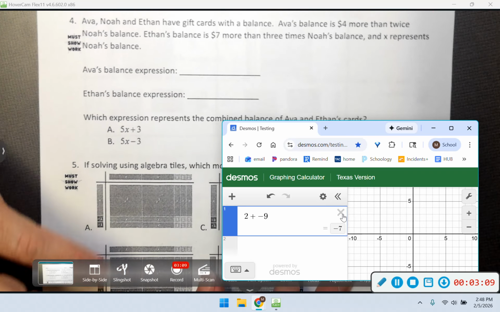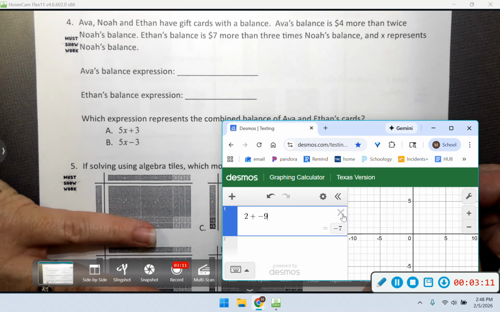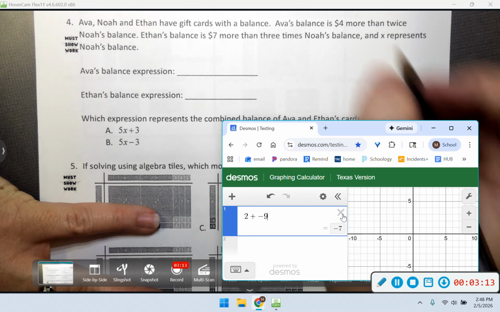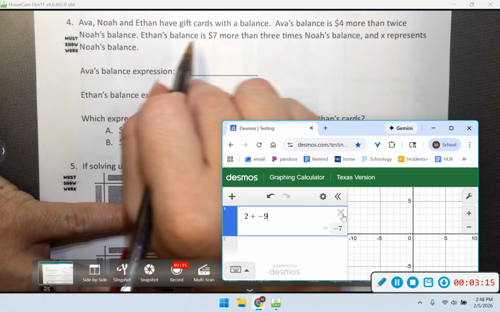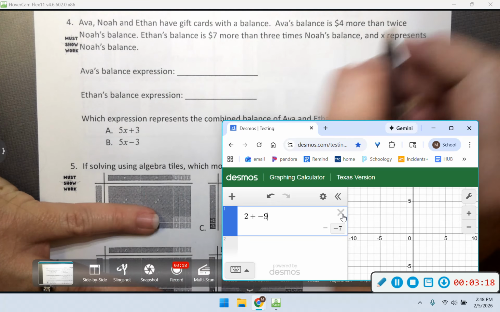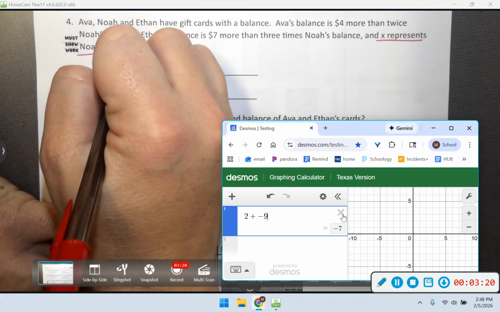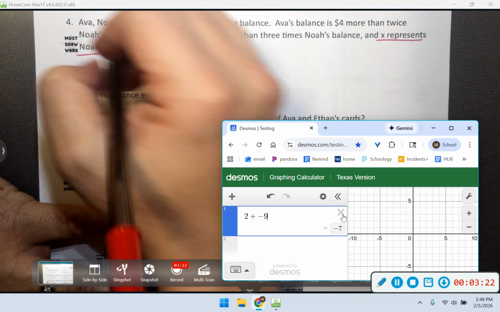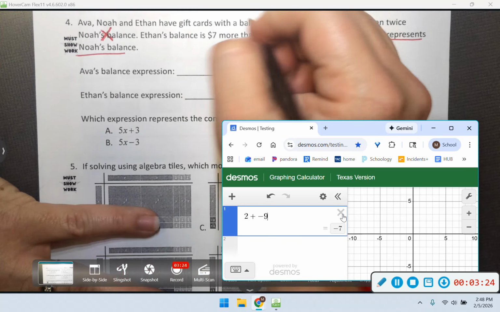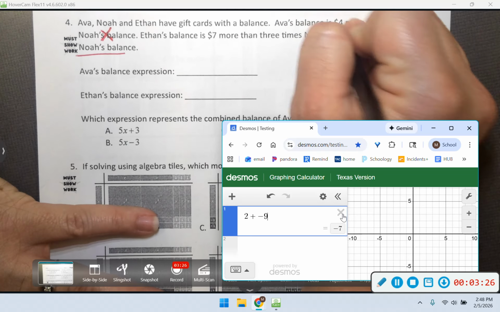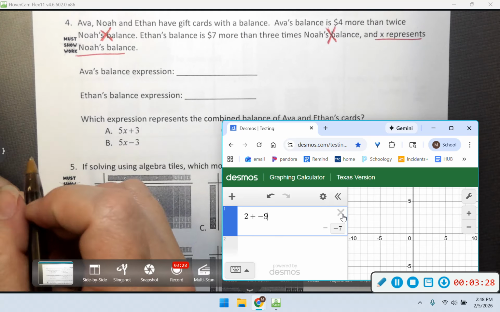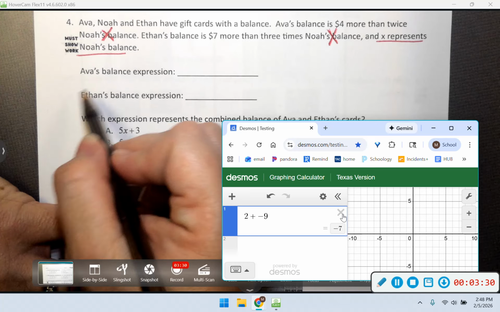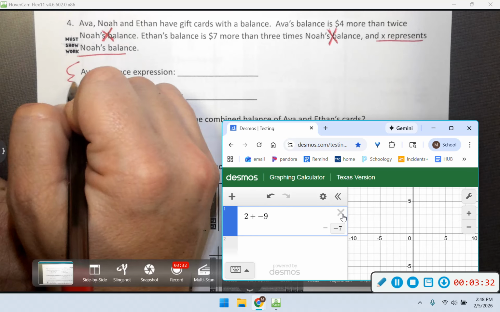Okay, look at number 4. Ava, Noah, Ethan have gift cards with a balance. Ava's balance is 4 more than twice Noah's balance. Ethan's balance is 7 more than 3 times Noah's balance. And X represents Noah's balance. So everywhere there's Noah's balance, I'm going to put an X. This says Noah's balance, and this says Noah's balance. And then I'm going to start over. Showing work here just means these two things.